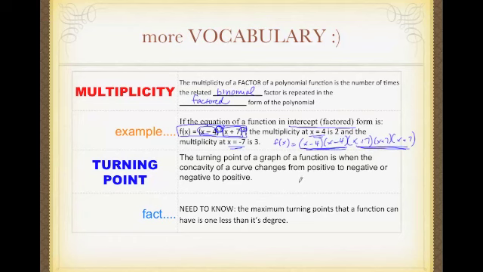The turning point of a graph of a function is when the concavity of a curve changes from positive to negative or negative to positive. In other words, it's a maximum or a minimum.